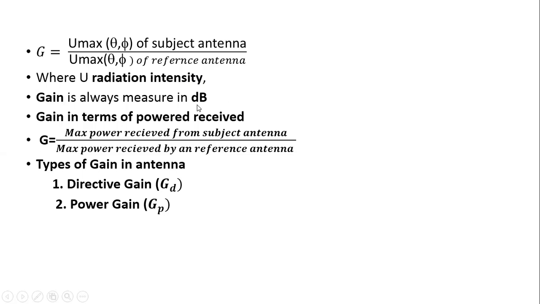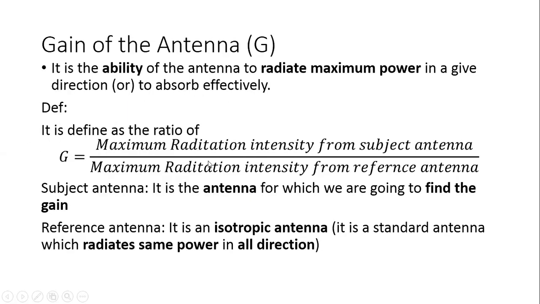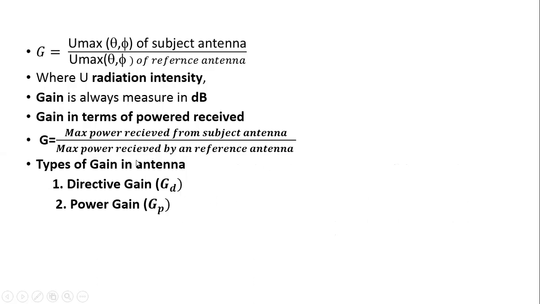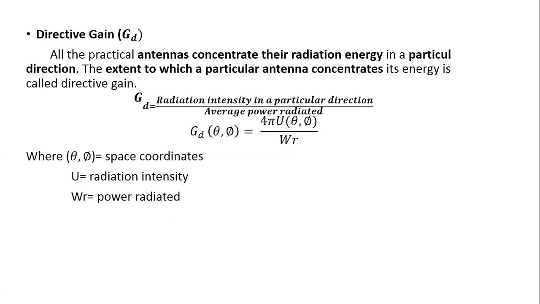Generally, gain is measured in dB. If you put gain in terms of power, whereas the earlier one is in terms of radiation intensity, it is the maximum power received from a subject antenna to the maximum power received by a reference antenna. So this is the formula to find gain in terms of power. Next, there are two types of gain in an antenna. One is directive gain, which is represented as G suffix D. The other one is power gain, which is represented as G suffix P. We will see what these are in detail.